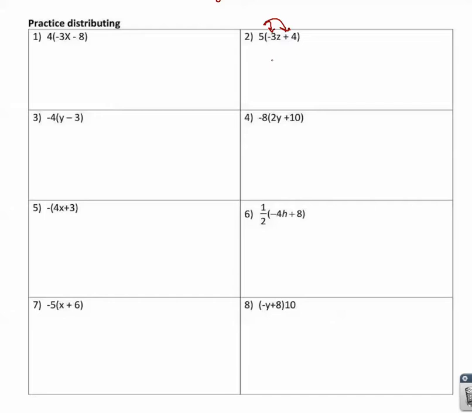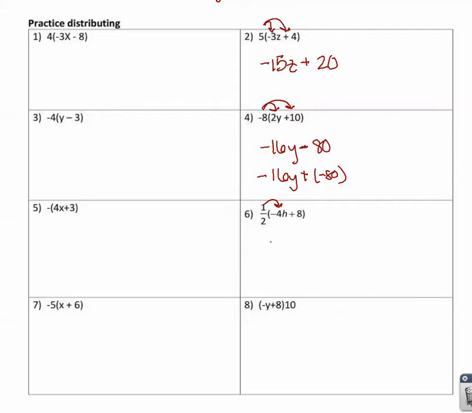5 times negative 3z is negative 15z, plus 5 times 4 is 20. Notice again, my term with the variable is going to be out front. Negative 8 times 2y is negative 16y. Negative 8 times 10 is a negative 80. You could also see this as negative 16y plus negative 80, but your future teachers are not going to want to see that. They're going to want to see minus 80.